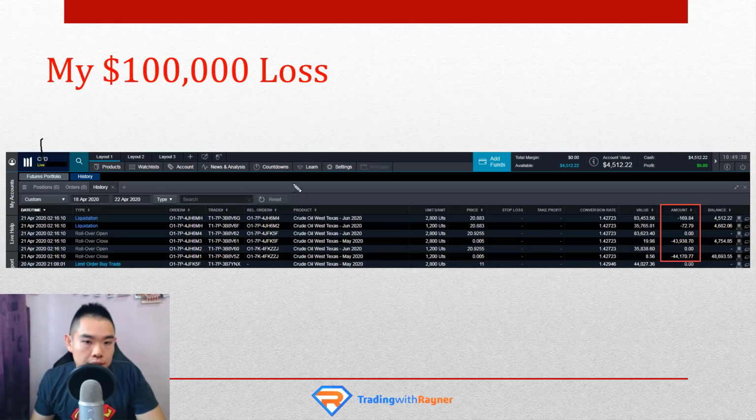It's live, and I funded this sub account with 100 grand, and right now it's left with about $4,500. So at the point where I took this screenshot, you can see the loss is about 80 plus thousand, but there's a bit more loss which is not shown in this screenshot. All in all, the total loss is about 95 grand, almost $100,000. I put it as 100 grand because it's easier to say.